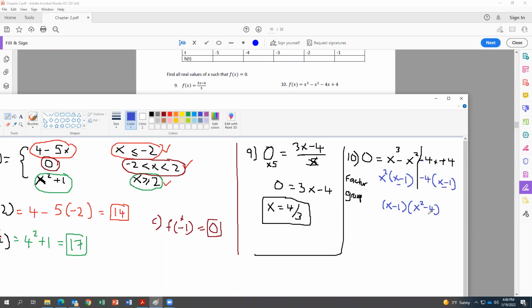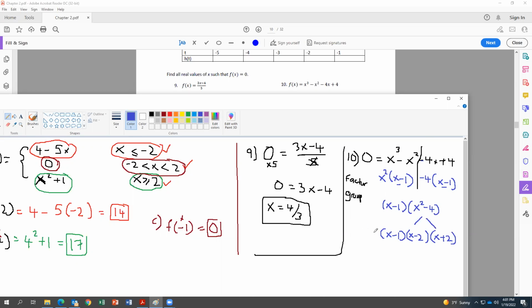Okay. Now, x squared minus 4 can be factored again because that is what we call a perfect square. So x squared minus 4 factors into x minus 2 and x plus 2. This will still have the x minus 1 that we factored out earlier. So this is how we factor these.